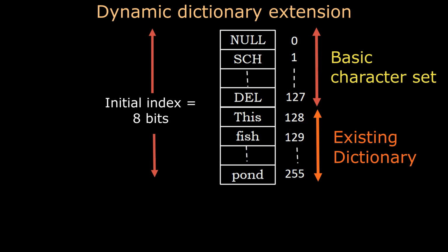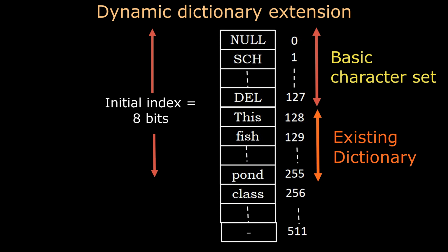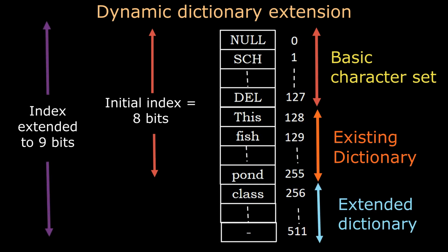Suppose when a larger number of new words has come, then the dictionary will be extended from 256 and it can go up to 511. Then the entire characters in the basic character set and the new words in the existing dictionary and in the extended dictionary will be represented by a 9-bit index. So initially the index of 8 bits is used. Then when more words have come, the index will be extended to 9 bits. Suppose again more new words have come, then they will start to be stored in location 512. Then the index will be extended to 10.